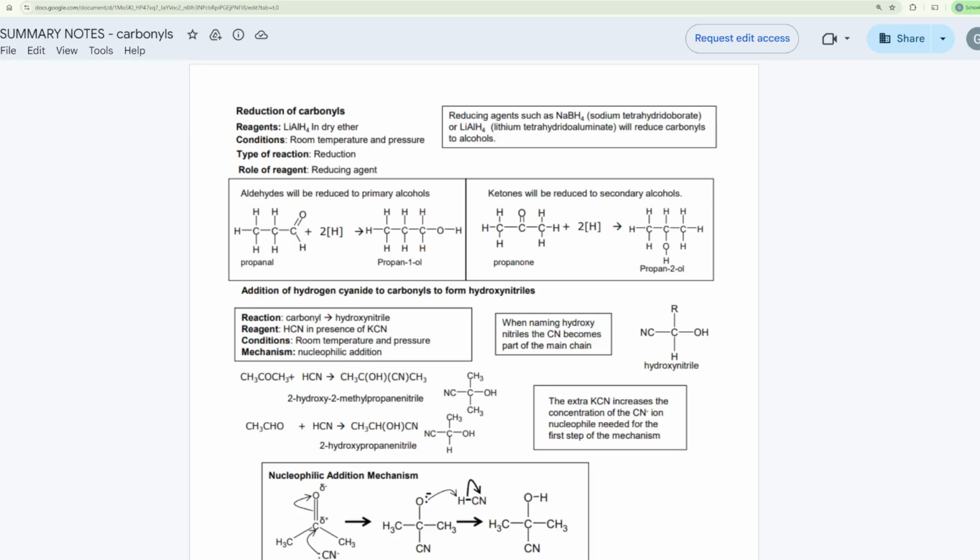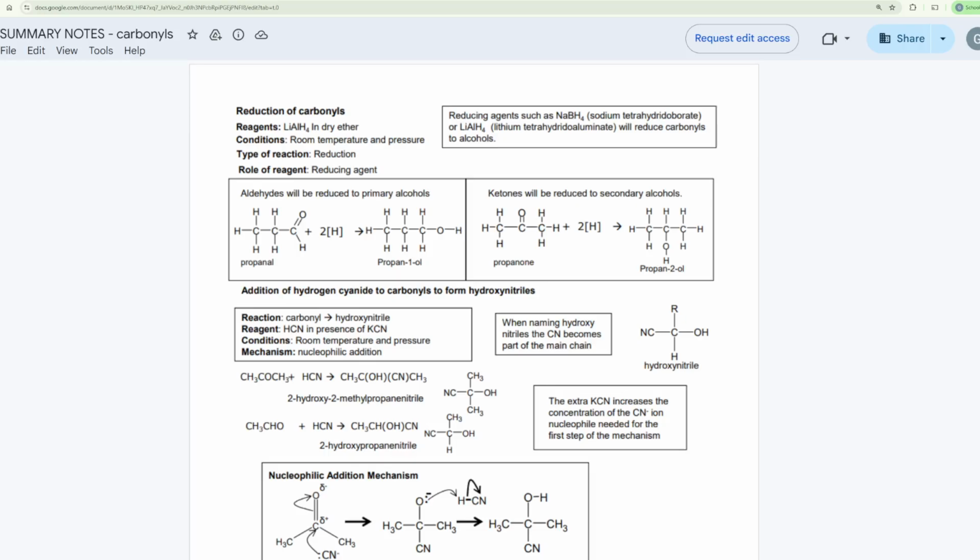Reduction of carbonyls. The reagent is lithium aluminum hydride in dry ether. Conditions: room temperature and pressure. Type of reaction: reduction. The role of the reagent is a reducing agent. Aldehydes will be reduced to primary alcohols. Ketones will be reduced to secondary alcohols.